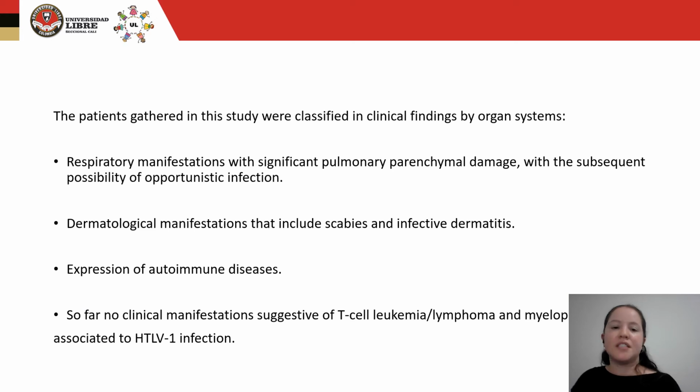The patients gathered in the study were classified by clinical findings by organ system, finding respiratory manifestations as one of the most significant findings, with pulmonary parenchymal damage associated and subsequent possibility of an opportunistic infection. Also dermatological manifestations, as we show with the scabies and infective dermatitis, and the expression of autoimmune disease. So far, no clinical manifestations were suggestive of T-cell leukemia or lymphoma or myelopathy associated with HTLV infection.